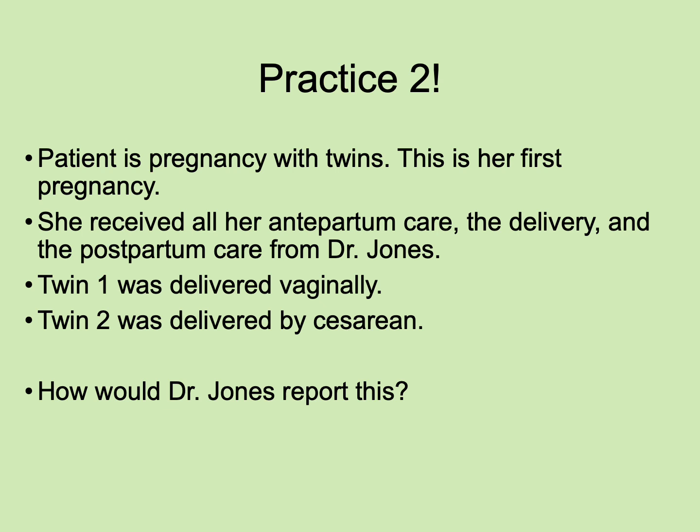So here's a practice. The patient is pregnant with twins. This is her first pregnancy, so that does away with after previous codes. She received all her antepartum care, the delivery, and the postpartum care from Dr. Jones. Twin A was delivered vaginally. Twin 2 was delivered by cesarean. How would Dr. Jones report this? Pause the video if you want to think about this.